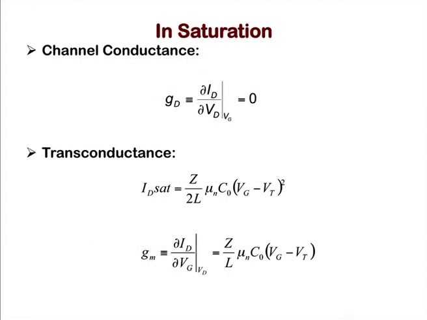In saturation our drain current is constant, so if you take the derivative with respect to the drain voltage, it will be 0. So the channel conductance in the saturation region is 0. For the transconductance, the saturation current Id is Z upon 2L mu n C0 (Vg minus Vt) square. By taking the derivative with respect to the gate voltage, we can calculate the transconductance, and this comes to Gm equal to Z upon L mu n C0 (Vg minus Vt).